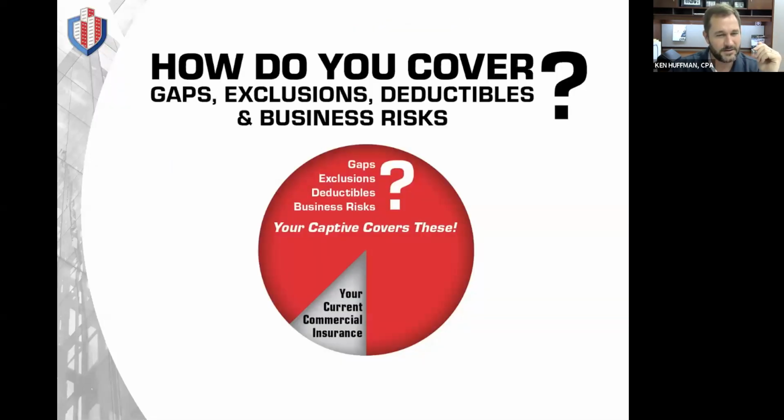Let me get my little laser pointer going here. Here we go. So your current commercial insurance covers a small piece of that pie. You have all these gaps, exclusions, deductibles, and other business risks you're not covering. Those are the things that a captive insurance would cover. Let's get into the particulars.